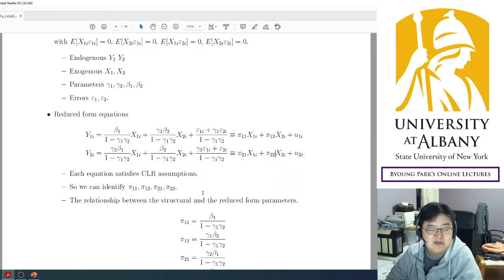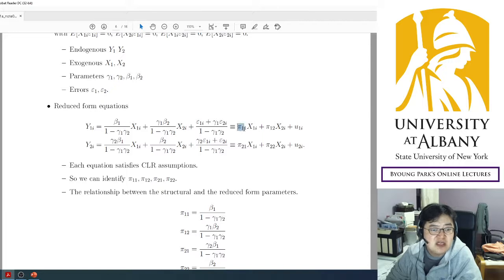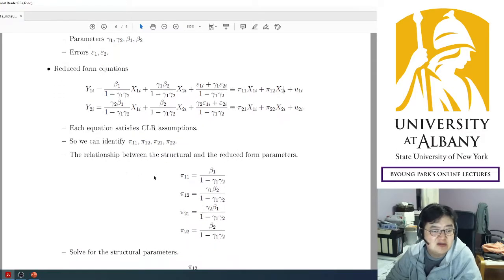The same rationale holds. You can identify pi11, pi12 because x1, x2 are exogenous. As long as they are not multicollinear, you can identify pi11, pi12. It's simple. So you identify 4 reduced form parameters. Reduced form parameters are identified, and you know the left hand side. These are known, and you'd like to recover beta 1, beta 2, gamma 1, gamma 2. How can you do that?